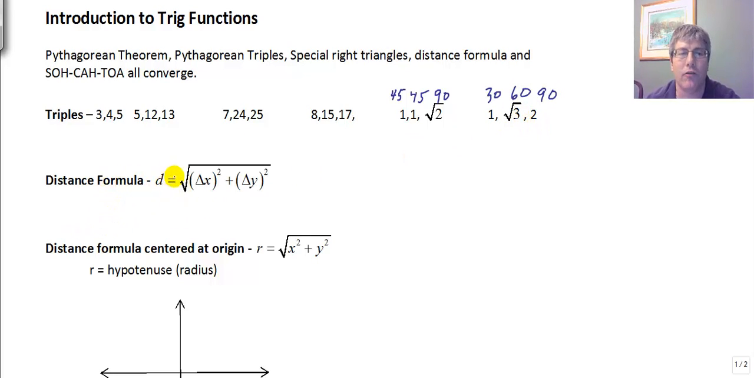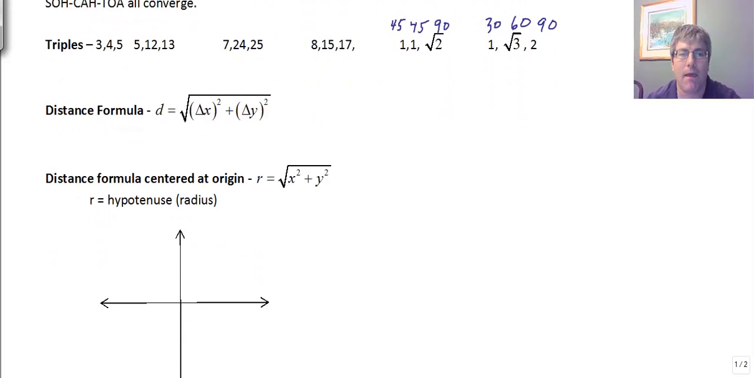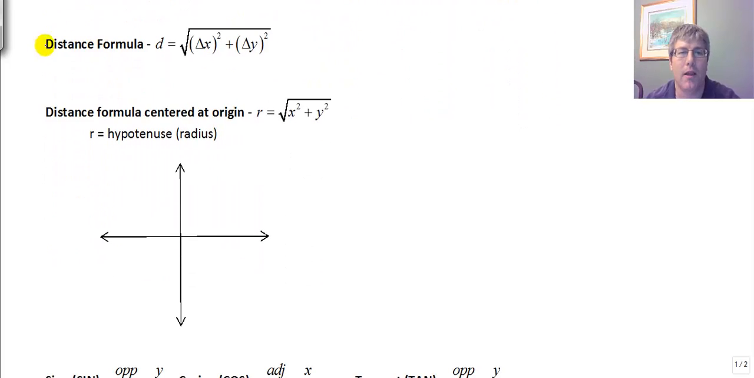And of course, we'll also use the distance formula. We're going to use that quite a bit here. That's our Pythagorean theorem in disguise, where d equals the square root of the change in x squared plus the change in y squared. And of course, if we're centered at the origin, at 0, 0, the distance formula becomes pretty straightforward. It's just d equals the square root of x squared plus y squared.